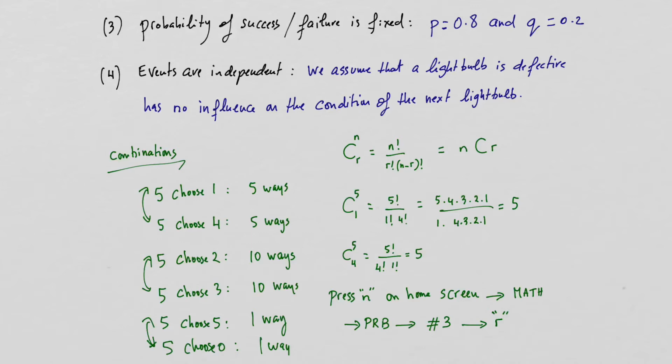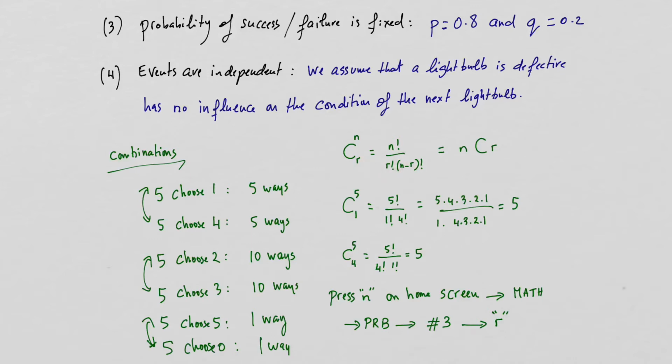You never have to do this by hand. In fact, there are 2 ways to do it, and you never have to think. One is to use a formula. Choose R out of N. On the calculator, it looks like this. In some books, it looks like this. All it means is N factorial over R factorial and N minus R factorial.